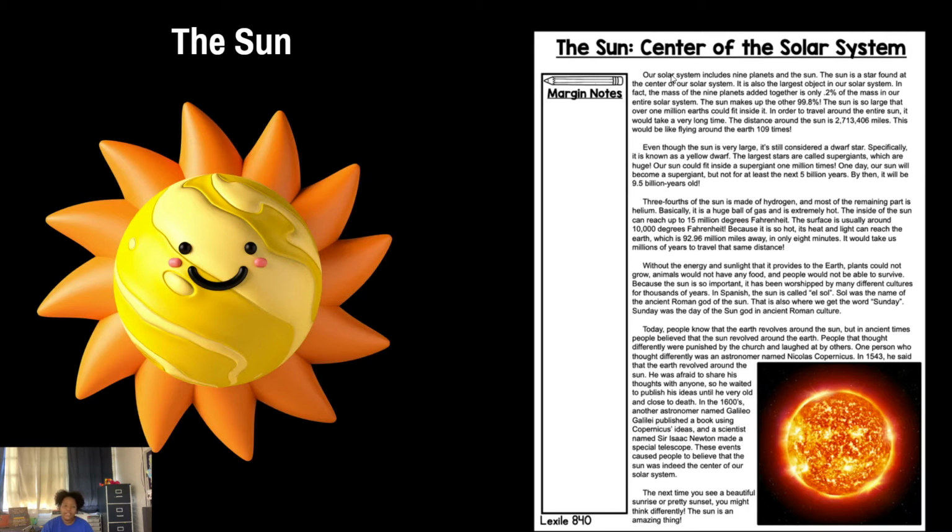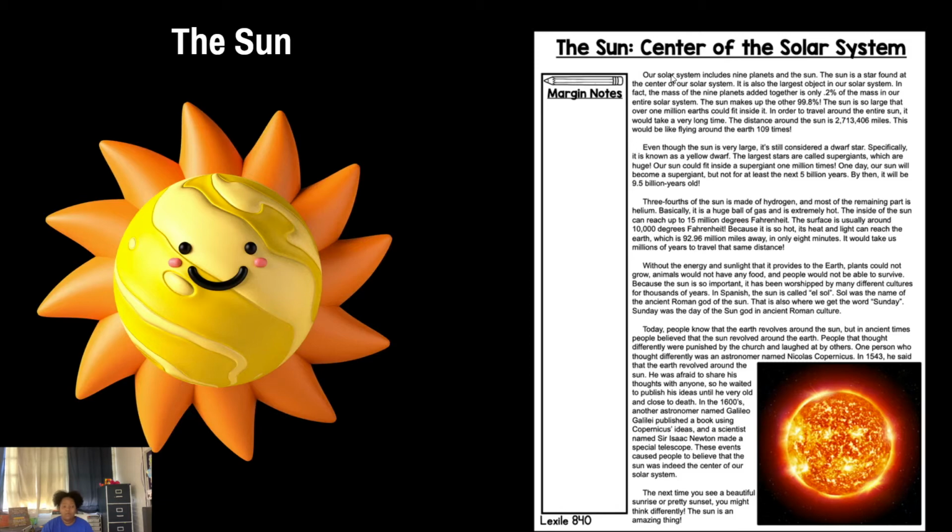Specifically, it is known as a yellow dwarf. The largest stars are called supergiants, which are huge. Our sun could fit into a supergiant 1 million times. One day, our sun will become a supergiant, but not for at least the next 5 billion years.